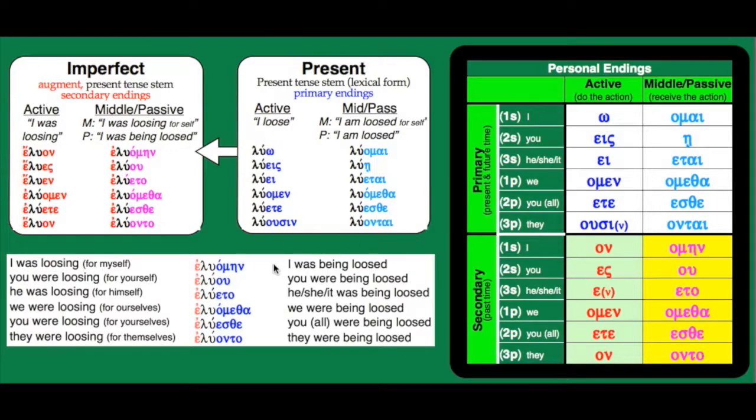So let's tack them on to the verbs here. Notice we augment because we're in past time. So eluamen means I was being loosed. Past time, it's happening to me. I was being loosed. Eluou makes it second person singular, so now it's you who are being loosed. Elueta, he, she, or it was being loosed. Eluamatha, we were being loosed. Eluestha, you all were being loosed. And eluanta, they were being loosed. Notice all we're doing is changing the person and number by changing these endings around.